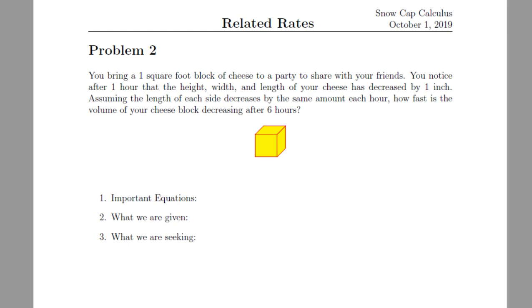All right, so if we go to part 1 here, important equations. Again, it's a pretty simple example. The volume of a cube, we'll put V equals, we'll just say L is the length of the side. Since it's a perfect cube, it's cubed. So the volume is the length cubed.